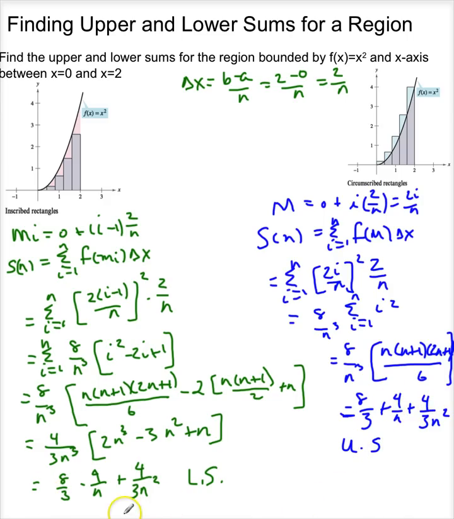Now I want you to look. If I take the limit of the lower sum as n goes to infinity, this goes to 8 thirds. If I take the limit of my upper sum as n goes to infinity, it also goes to 8 thirds.